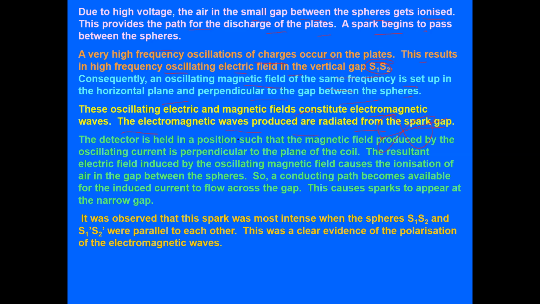The detector is held in a position such that the magnetic field produced by the oscillating current is perpendicular to the plane of the coil, and the resultant electric field induced by the oscillating magnetic field causes ionization of air in the gap between the detector spheres. So a conducting path becomes available for the induced current to flow across the gap, and this causes a spark to appear at the narrow gap. It was observed that the spark was most intense when the spheres S1, S2 and S1 prime, S2 prime were parallel to each other. This was clear evidence of the polarization of the electromagnetic wave.